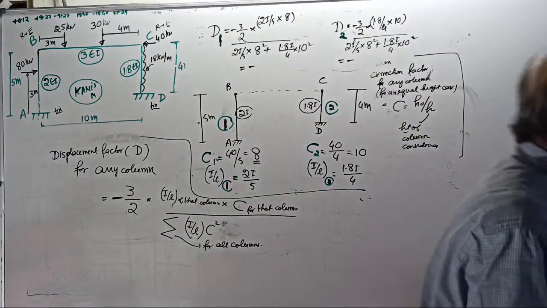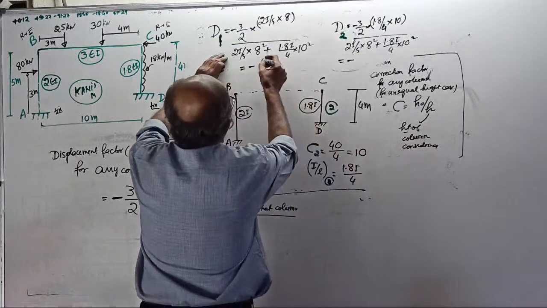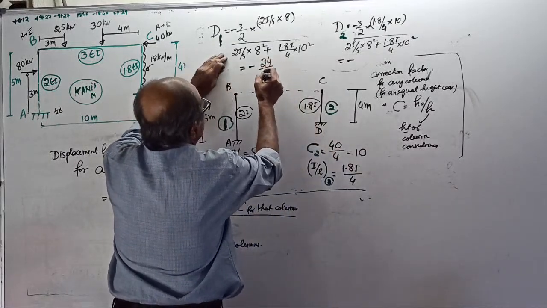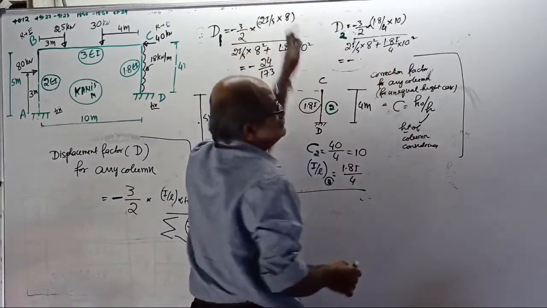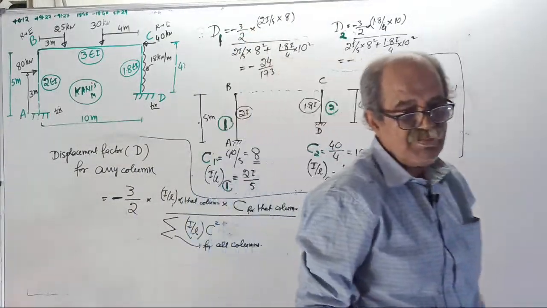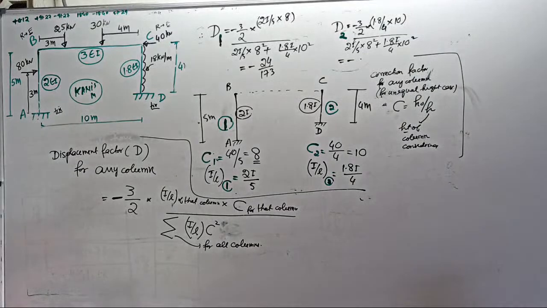Minus 24 by 173, minus 24 by 173. What about this one? Second one. Minus 24 by 173. Second one. Don't give a wrong value. Anyway, if you give a wrong one, you will get caught. First one is minus 24 by 173. Second one.